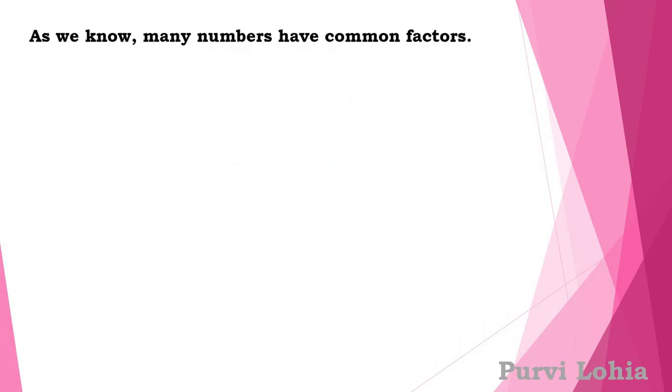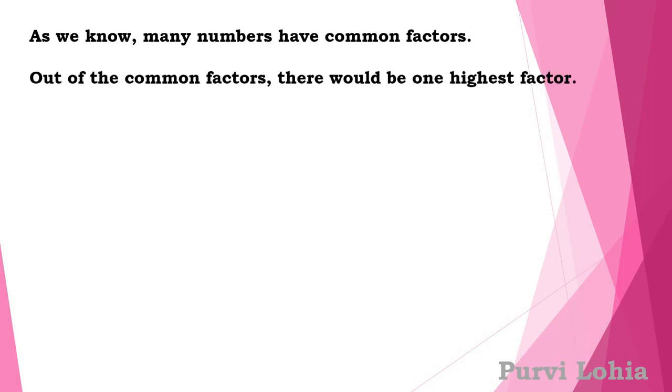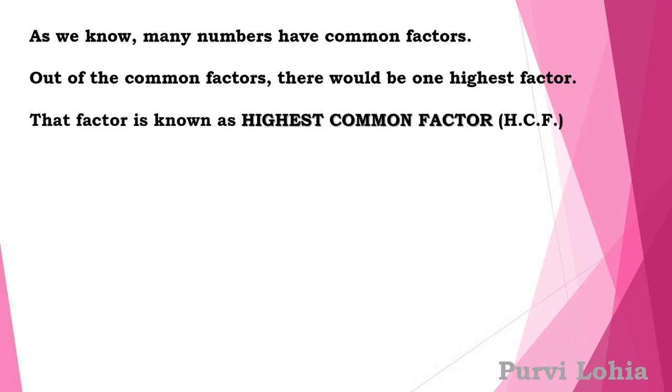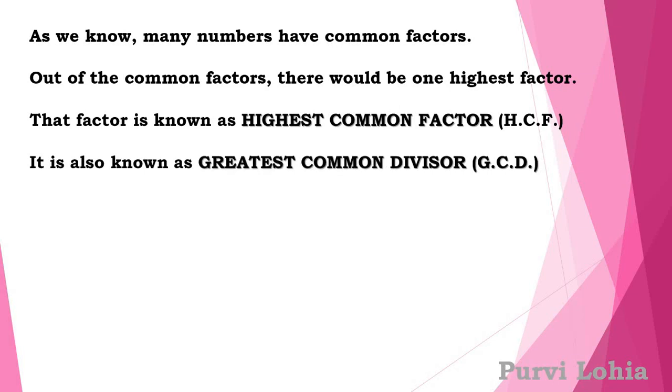As we know, many numbers have common factors. Out of the common factors, there would be one highest factor. That factor is known as highest common factor or HCF. And it is also known as greatest common divisor or GCD.